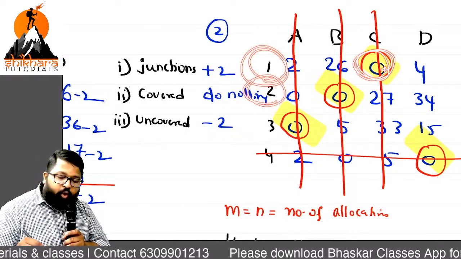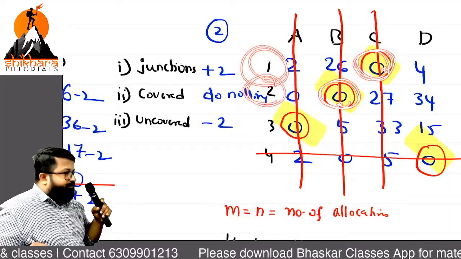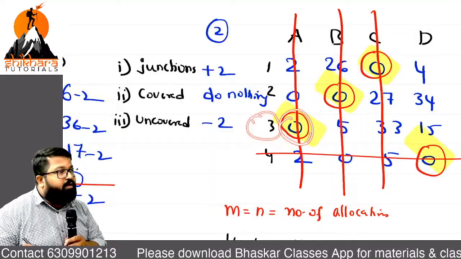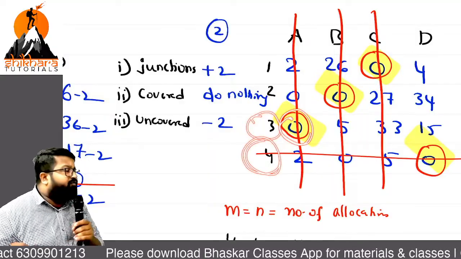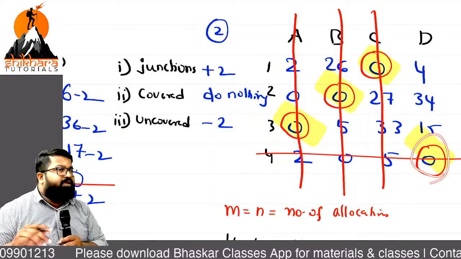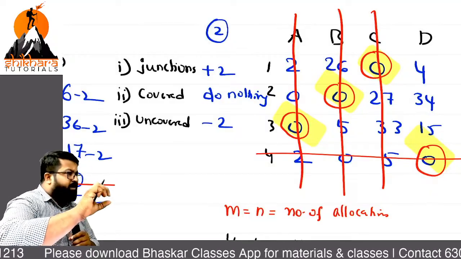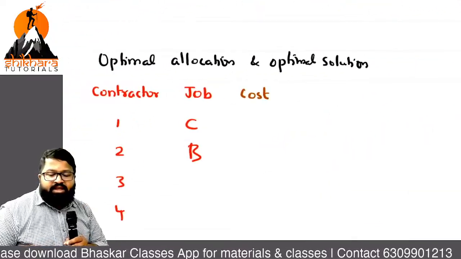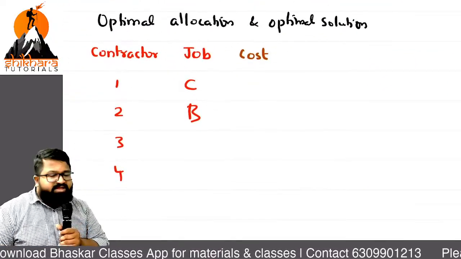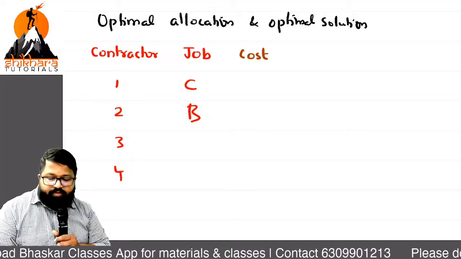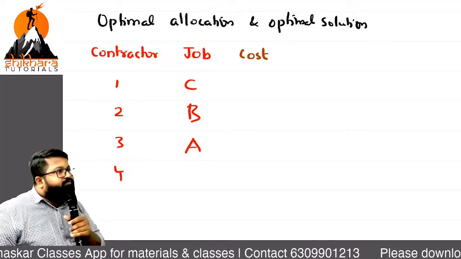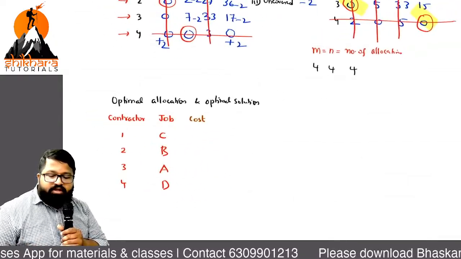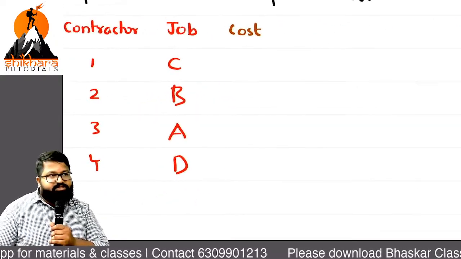For contractor 2, which 0 is marked? B. That is the job given. And for contractor 3, what is the job given? A. For contractor 4, the job given is D. These are the markings which we made. For that reason only we marked them. Okay. Now, by seeing that, which contractor is given which work? 3 is A. What about 4? 4 is D. That is left over there. And now, sir, can you tell the cost details?